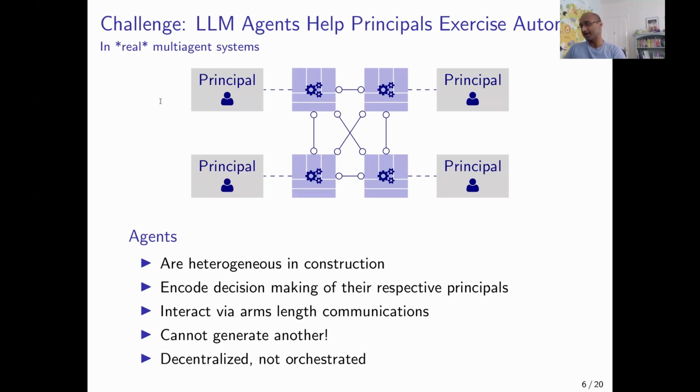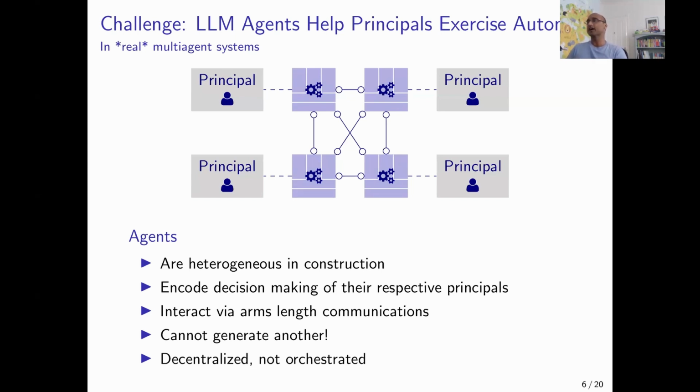The kind of multi-agent systems I've been considering are in socio-technical settings. There are many autonomous principals, who could be people, who could be organizations, and they are aided in their interactions by their agents. We can think the same way about LLM agents. They help the principals exercise autonomy. Here the agents are these boxes in the center. These agents are heterogeneous in construction. They encode the decision making of their respective principals. So it's the principal's agent, right?